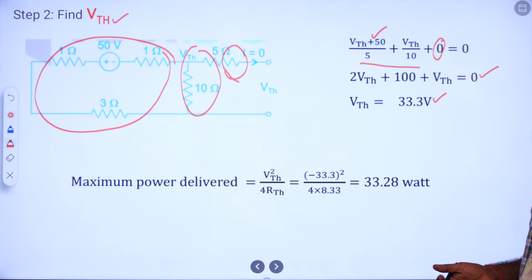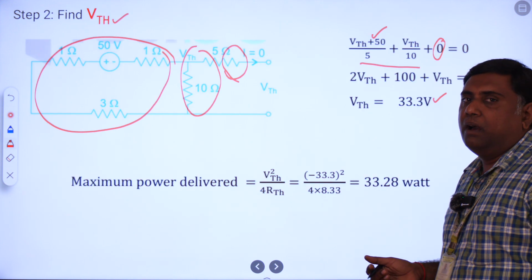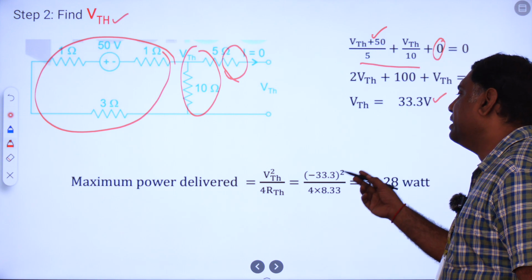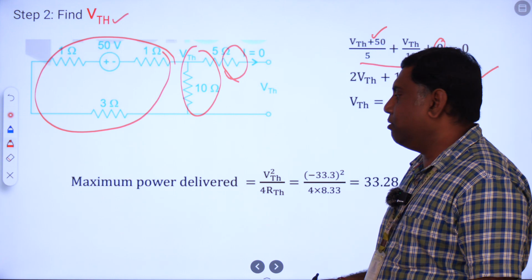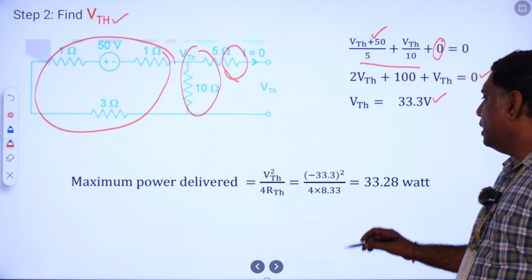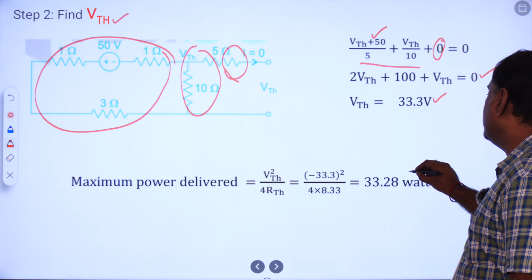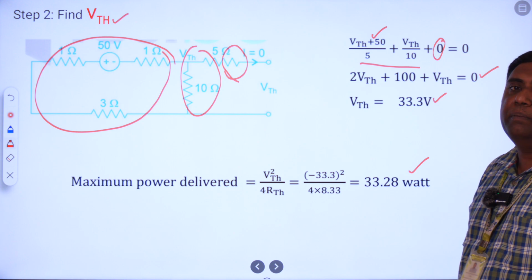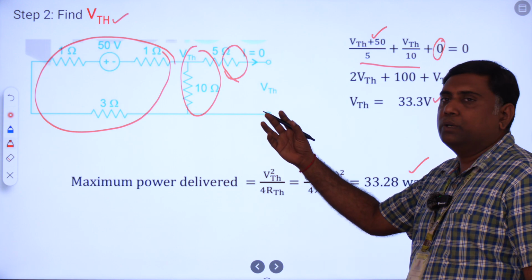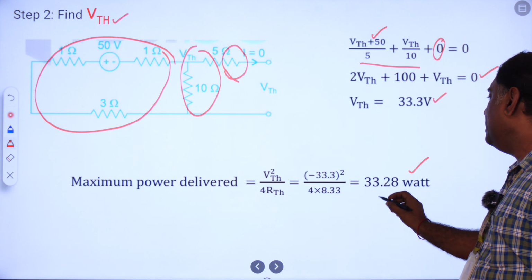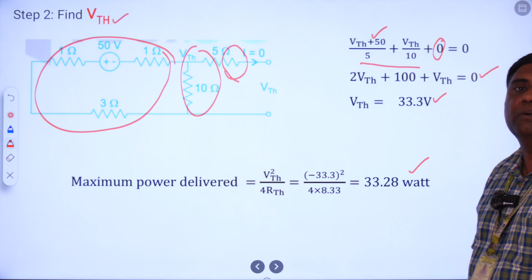What is our equation? The maximum power transfer theorem equation: PL equals V Thevenin squared divided by 4 into R Thevenin. If you substitute these two values here, we get the maximum power that will be transferred from the source network to the load as 3.28 watts.